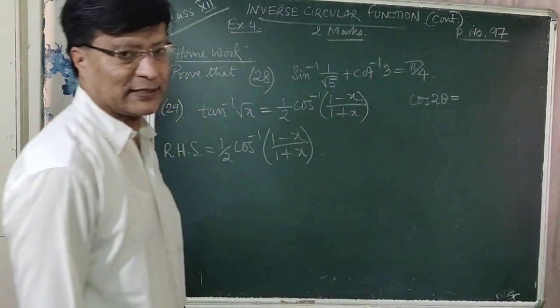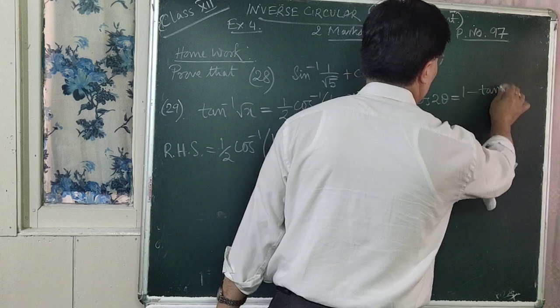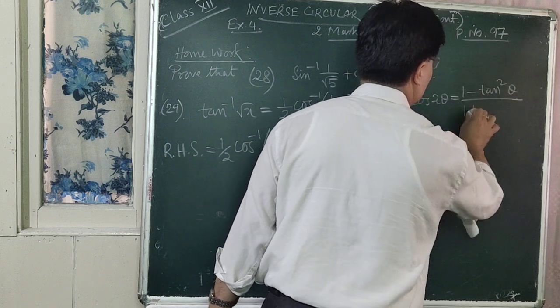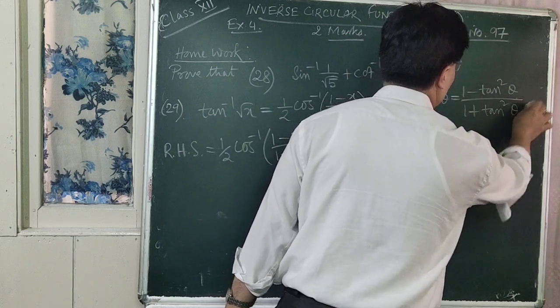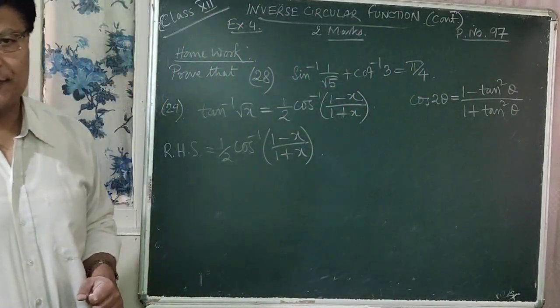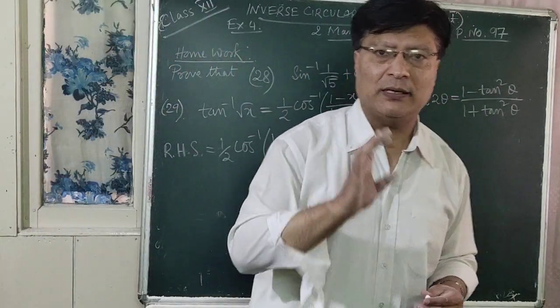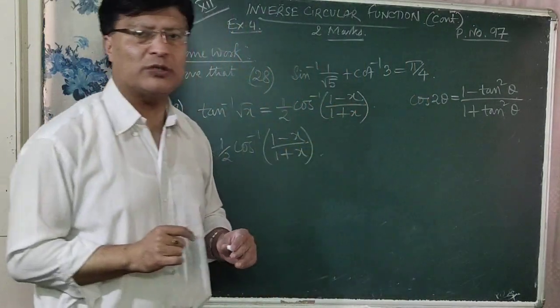Cos 2 theta, you know that (1 minus tan square theta) divided by (1 plus tan square theta). You should know this formula. This formula is from multiple angles, that is cos 2 theta. There are 4 formulae for cos 2 theta.